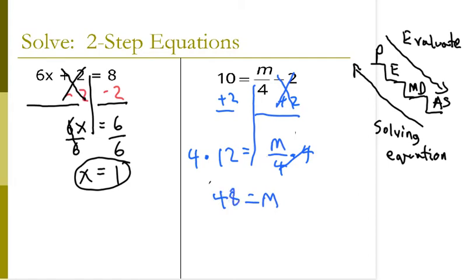We know that this is true because if we put 48 where the m is, 48 divided by 4 is 12, and 12 take away 2 is 10. So we know that that's true.